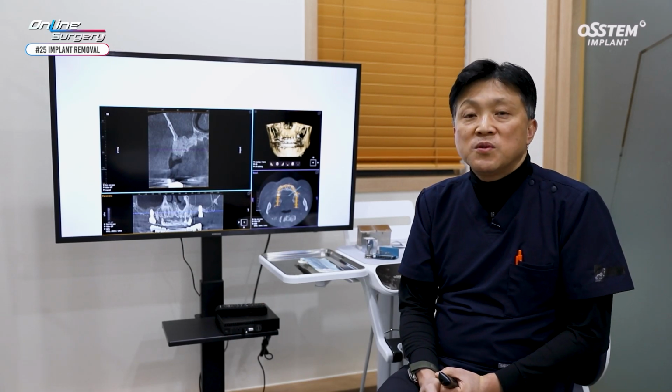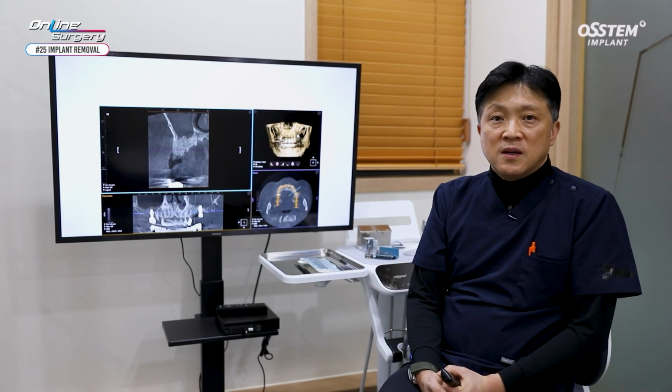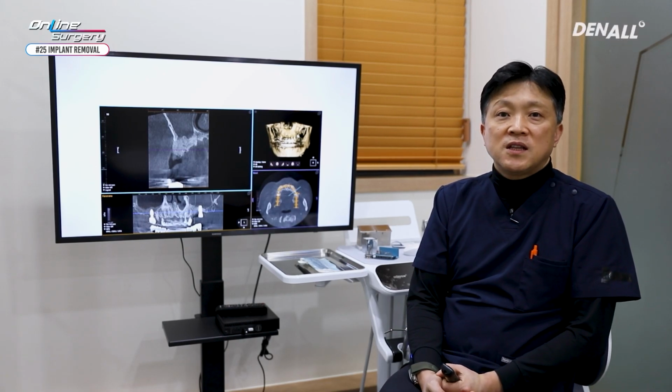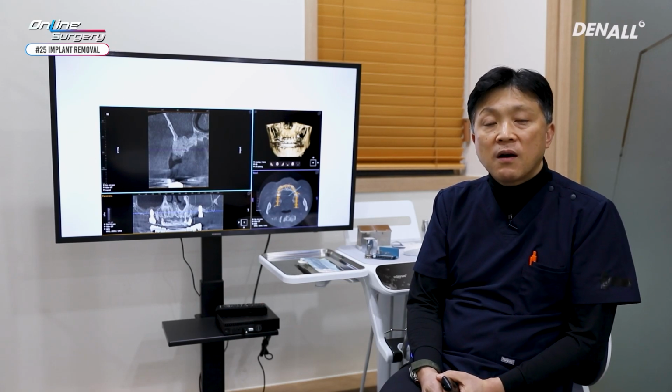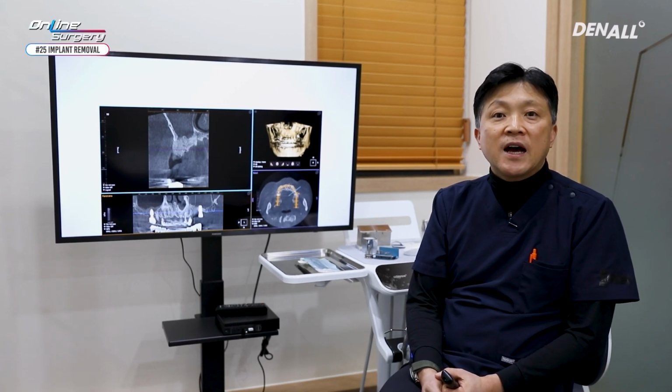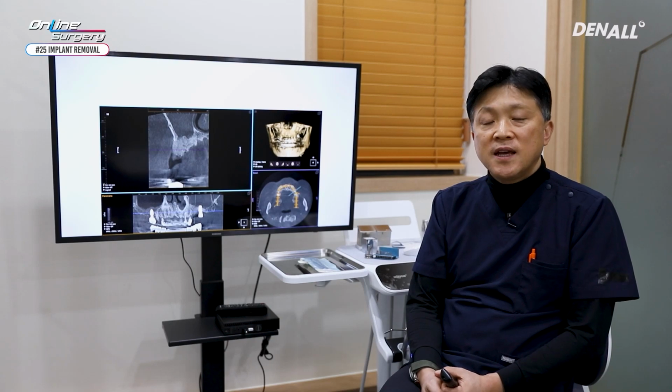Did you enjoy the clip? After implant removal, when you plan for further treatment, you need to do planning ahead. Following the timetable, you need to proceed with the treatment.